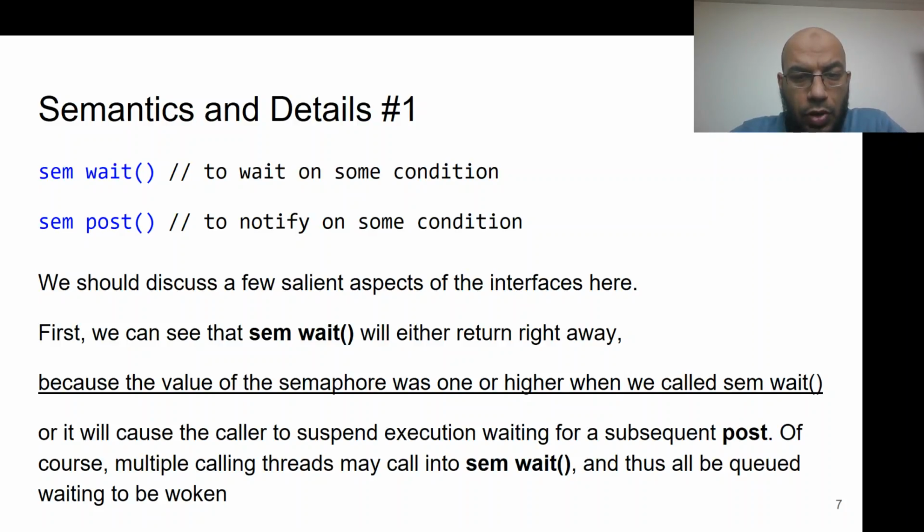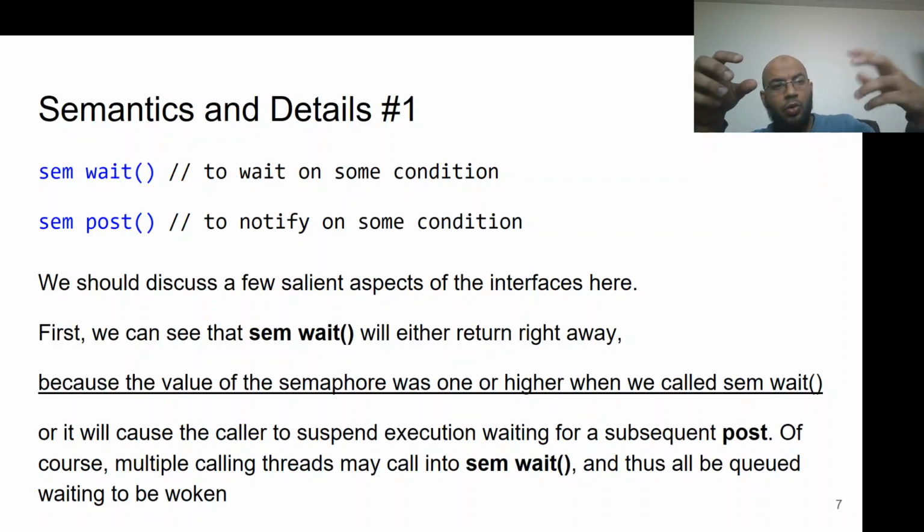So semaphore wait will either return right away, okay, because the value of the semaphore was 1 or higher when we call semWait. Basically, semWait decreases the number to 0. So you call semaphore wait, the resource is available, you grab the resource, you decrease the semaphore to 0, so now there are no longer resources available, okay?